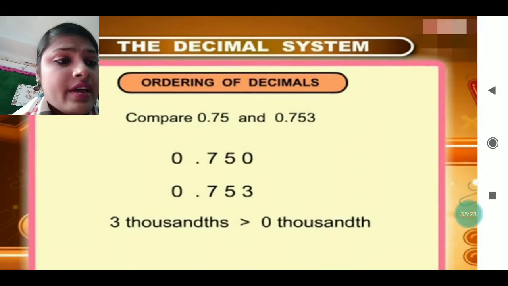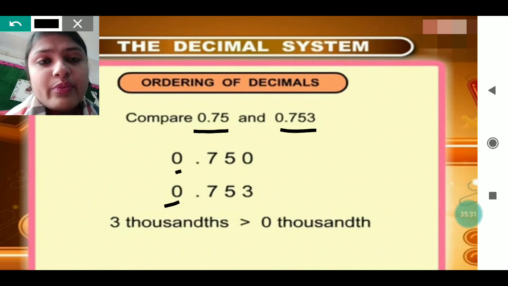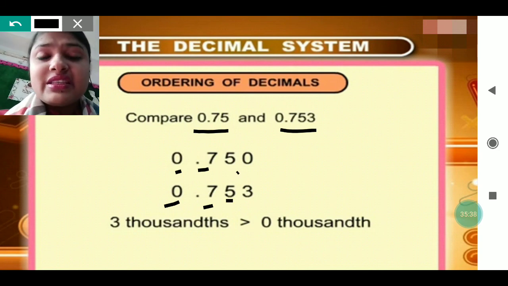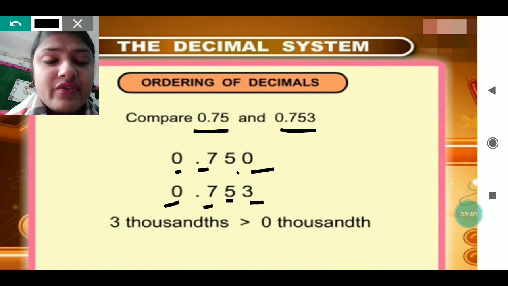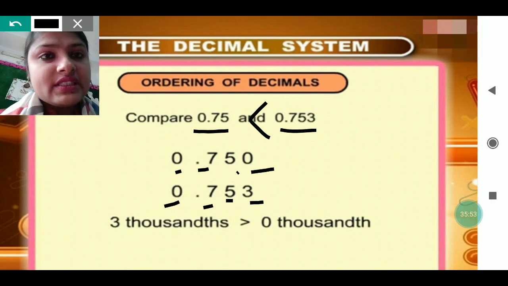In the same way, here also compare 0.75 and 0.753. So here you can see 0 and 0 at the whole number place is similar. 7 and 7 at the 10th place is similar. 5 and 5 at the 100th place is similar. But 0 and 3 we will compare at the 1000th place. So which one is greater? 3 is greater. So it means 0.753 will become greater than 0.75.